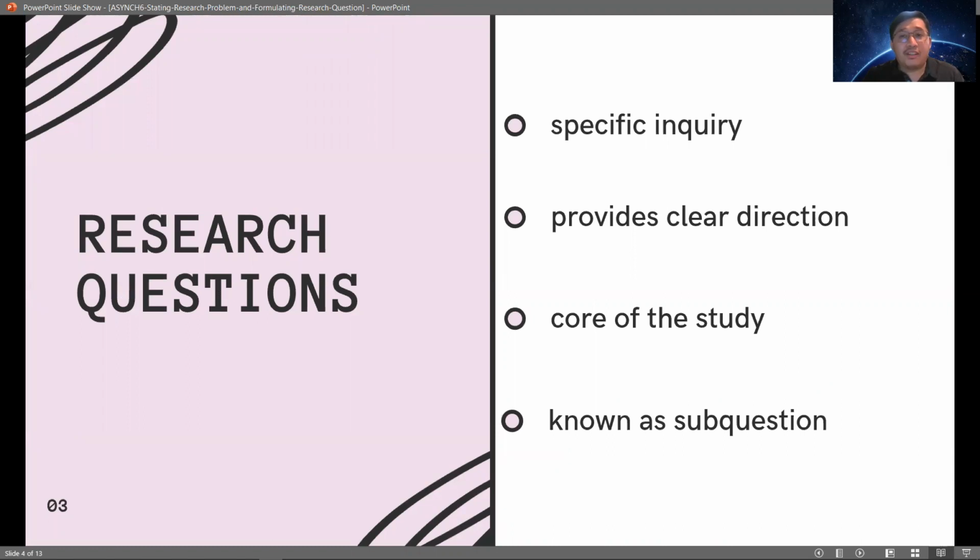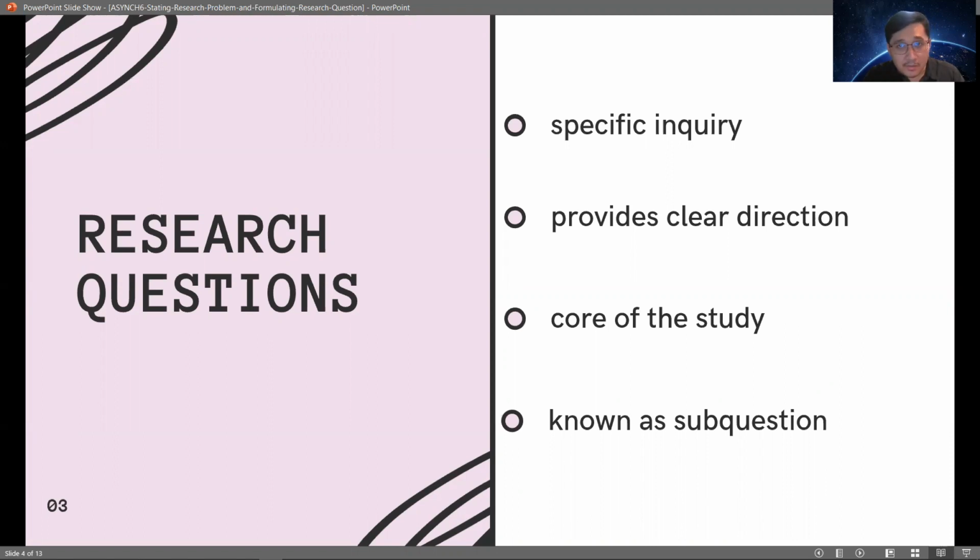When we say the research questions, these are specific inquiries. These are the ones that we really need to find answers to. We have here the main research problem or the main issue of your study, so we must break that down into specific research questions. These questions are the ones that we need to answer in our study. The research questions are also as important as the research topic. Why? Because they are the ones providing a clear direction for the study.